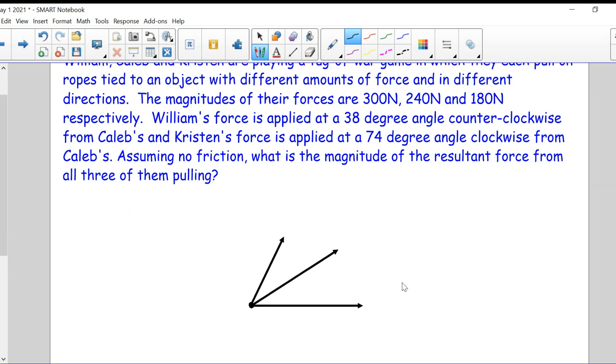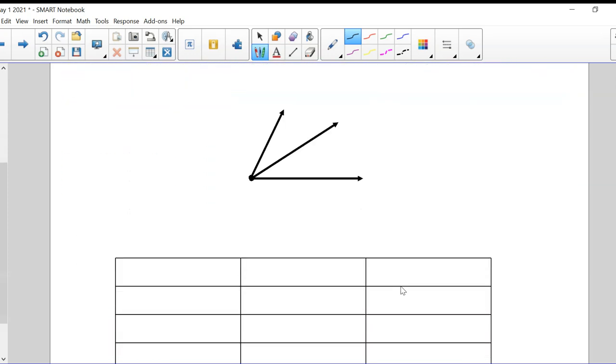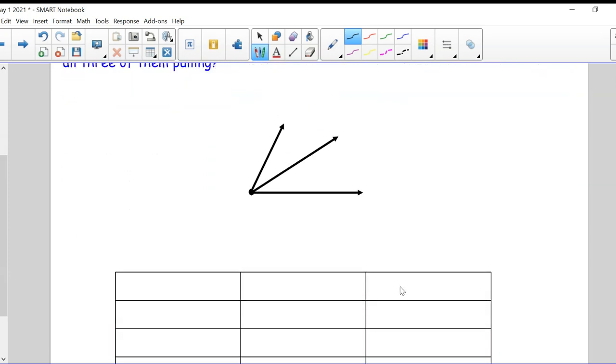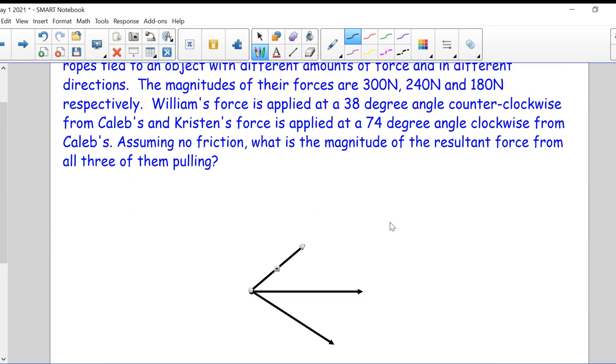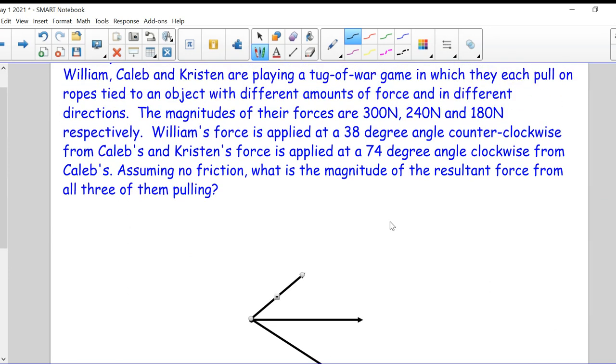So I've got a little diagram here. And I just realized I have to change up my diagram a little bit because I really should have put one of these forces somewhere down here. Hopefully you'll see why in a minute. I'm not drawing them to scale, so please don't give me a hard time about that.